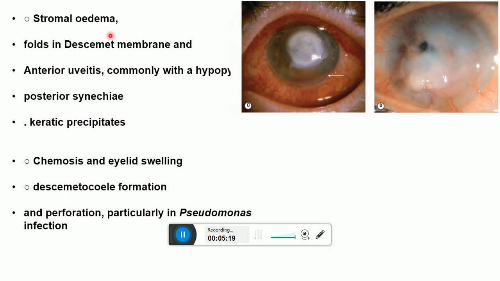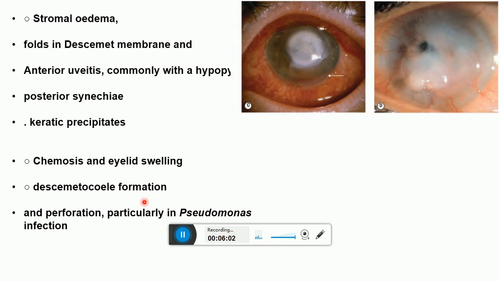Stromal edema and folds in Descemet membrane, anterior uveitis, commonly with a hypopyon, posterior synechiae in moderate to severe keratitis, plaque-like keratic precipitates. Plaque-like keratic precipitates can form on the endothelium contiguous with the affected stroma. Here you can see stromal edema. Chemosis and eyelid swelling can occur in moderate to severe cases.